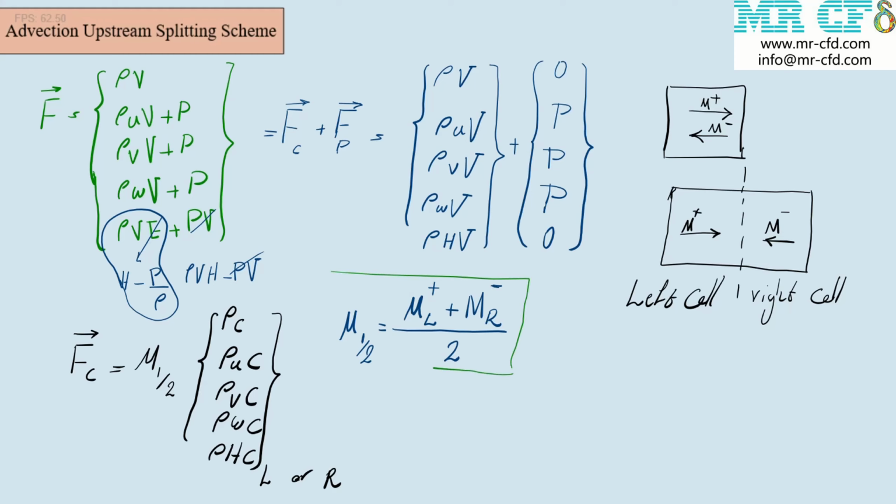If the advection Mach number is negative, the flow is in the negative direction, and the values for this flow direction should be taken from the right cell. Conversely, if the Mach number is positive, values should be taken from the left cell.